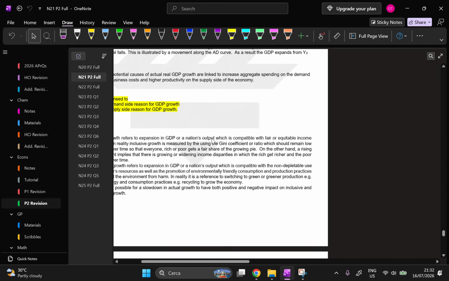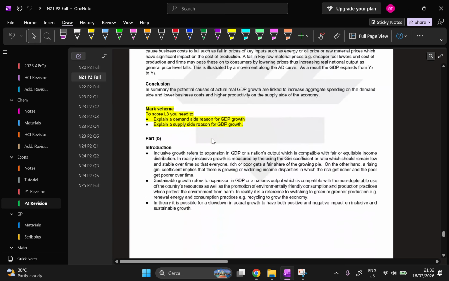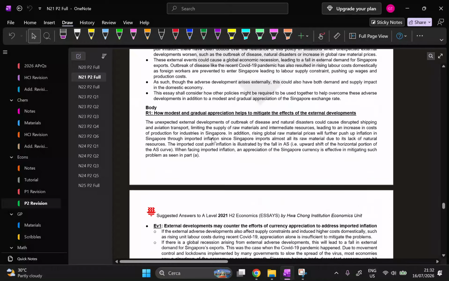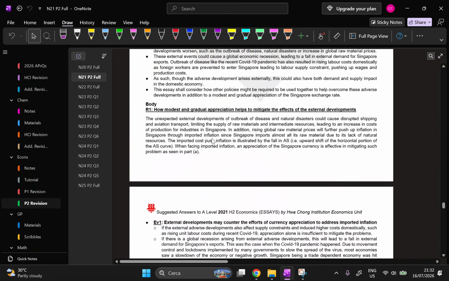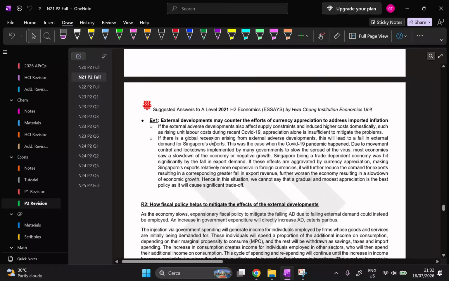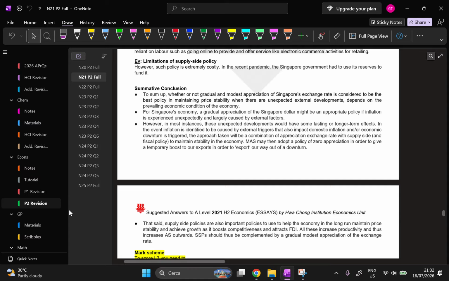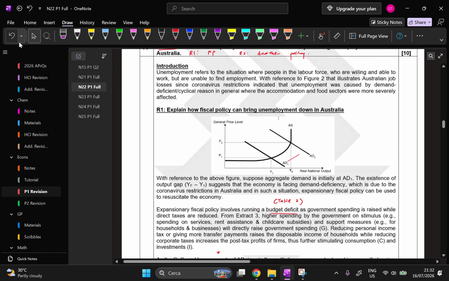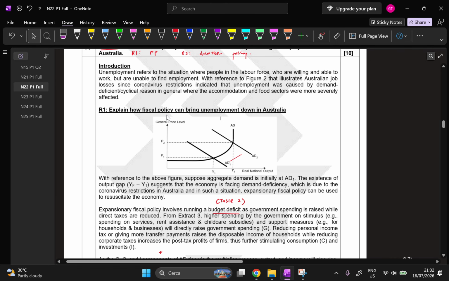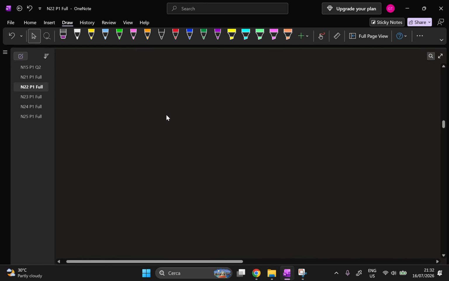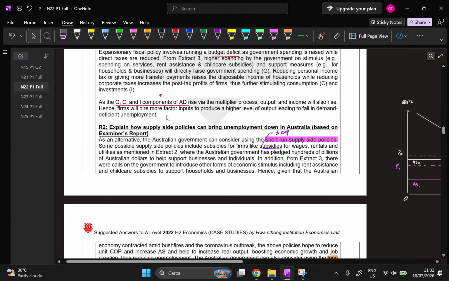My paper 2, part B, this is also a policy essay. No, this is not a policy essay. This is a policy essay. I have R1, EV1, R2, EV2, EV, summative conclusion. What do you notice? There is no intermediate evaluation. All your evaluation goes in the summative conclusion.